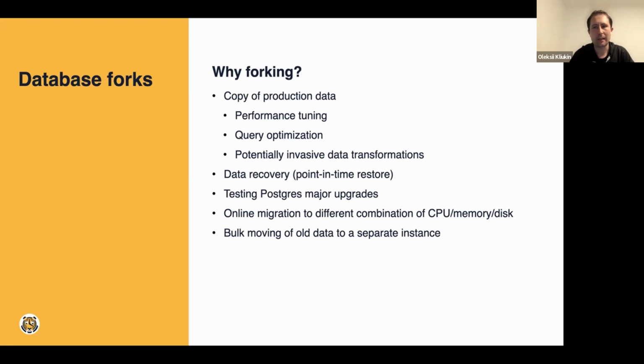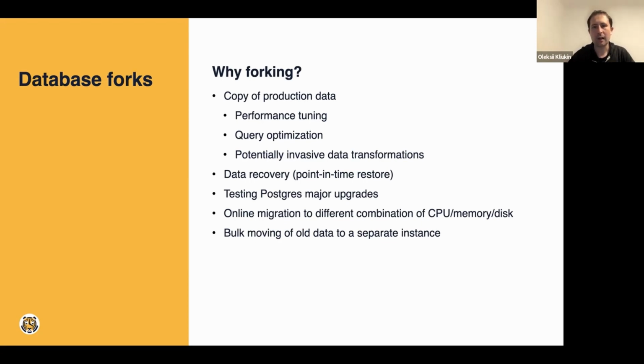You can use it to test Postgres major upgrades or other maintenance operations, because major upgrades may fail if you have a non-standard set of extensions or if you have some data that conflicts with what pg_upgrade does. You can fork your database and run pg_upgrade on the fork to be sure that it will succeed on the production database at the point where you put your application on pause to do the upgrade. You can use forks to migrate to a different system, to a different combination of resources, without stopping your production database. And you can also use a fork to copy your data and then delete some of it, for instance, leaving your old data on a separate instance, on a separate service from your production data. So forking is quite useful.